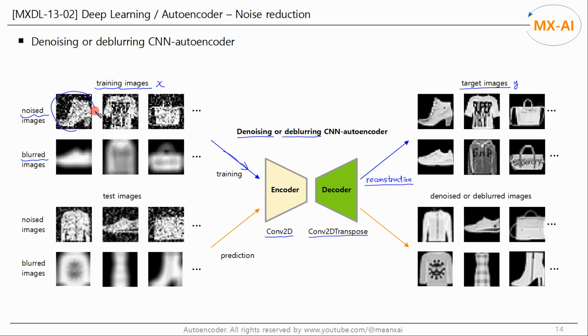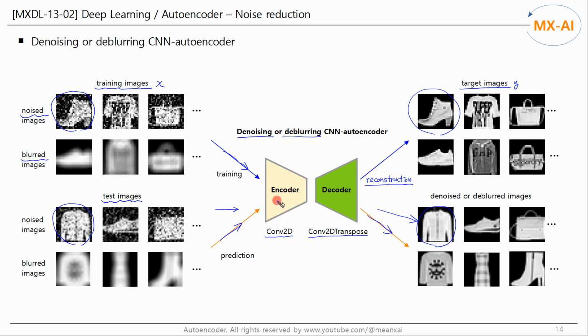The first input image is a noisy ankle boot. The first output image is a clear ankle boot without noise like this. Once training is complete, we feed this model some noisy or blurry test images. Then this model will output clear images like this. This test image is a shirt with added blur. If you input this image into this model, it will output a clear shirt image like this.